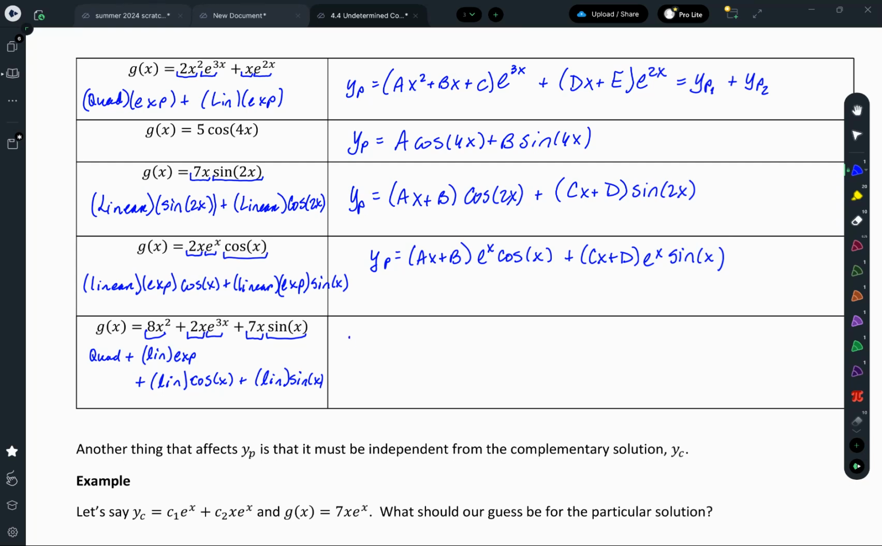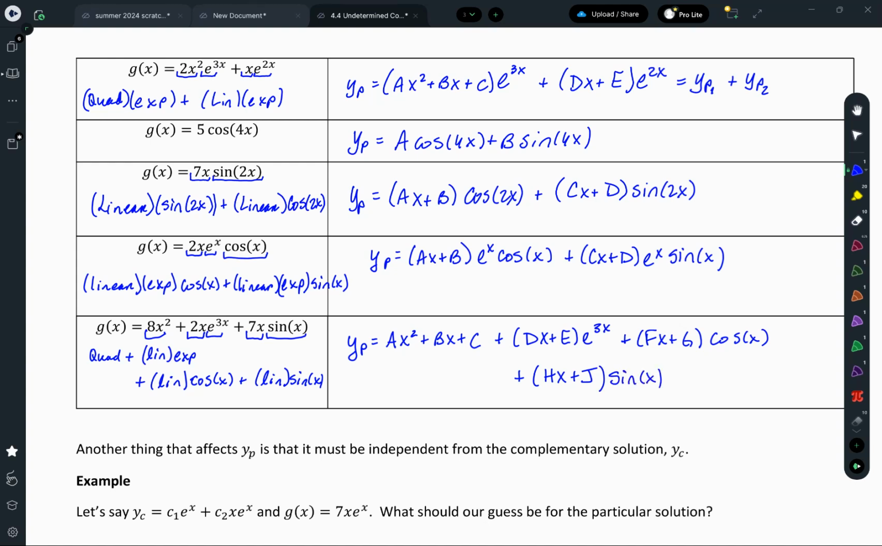Okay, so when we write this out, we have y sub p is equal to, the quadratic standard form is ax squared plus bx plus c, plus the second one is the linear times an exponential, so the linear will have dx plus e times the exponential e to the 3x. And then plus, we have a new linear, so we'll go fx plus g times cosine of x, plus the last one, we can do hx plus j. I stay away from i because it sometimes will end up looking like a 1 if I get lazy. And that'll be times the sine of x.